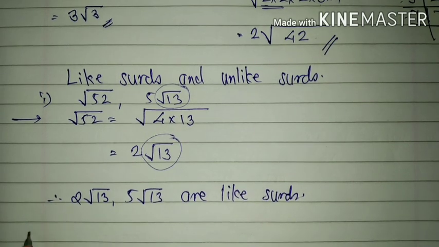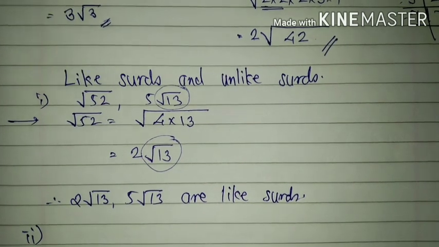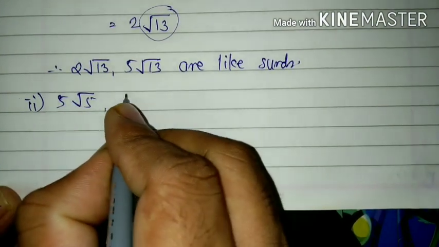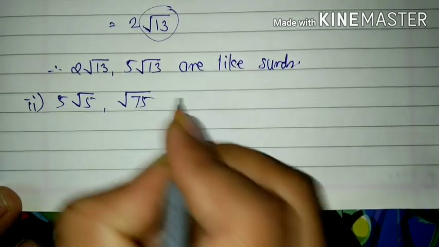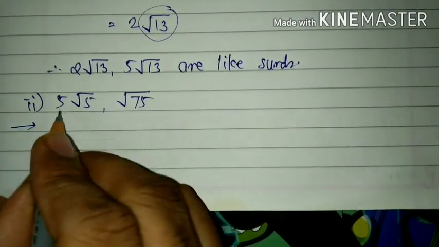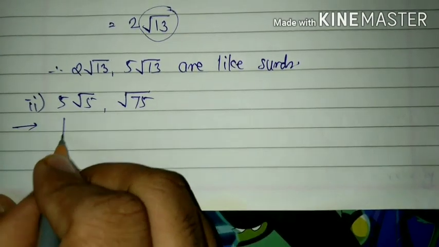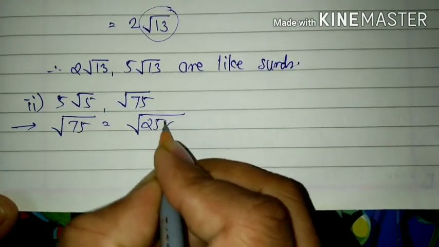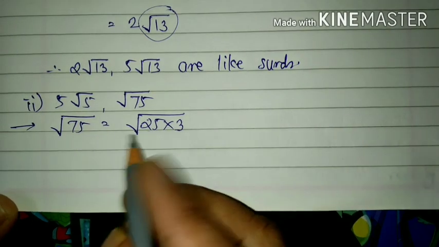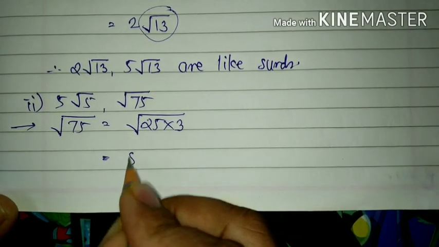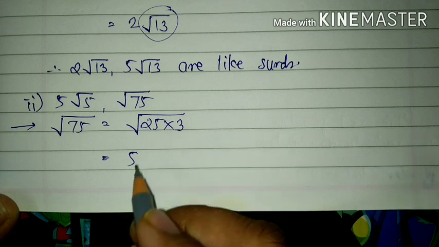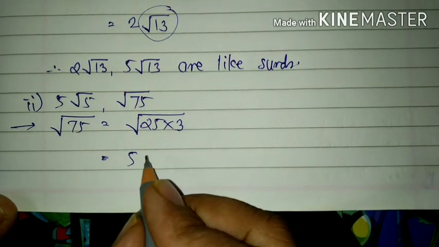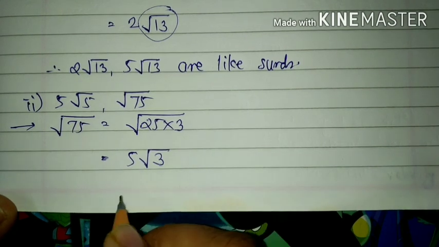Okay, let us see one more example. I am taking the next example. I am taking 5 root 5 and root 75. Okay, 5 root 5 as it is. So root 75 can be written as under root of 25 into 3. Whenever 25 comes out, it becomes 5 because 25 is the square of 5. So 25 whenever comes out becomes 5 and root 3.